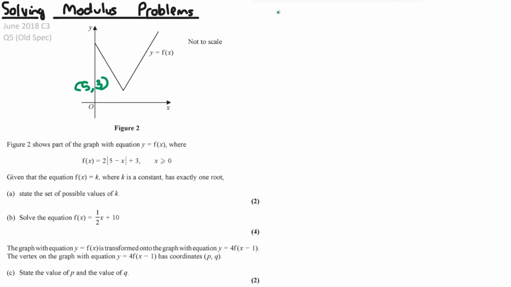So we do the x minus 1 first, so this is going to be y is equal to f of x minus 1. This is an inside the function translation, so it's going to shift everything to the right by 1. So this is going to look something like this here. Everything is shifted to the right by 1, so this point is just going to become 6, 3, like this.